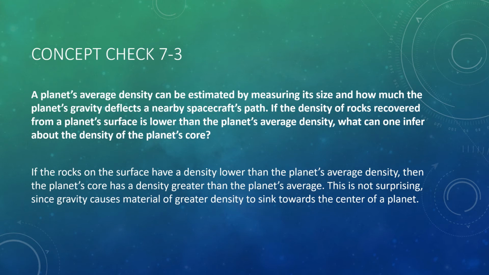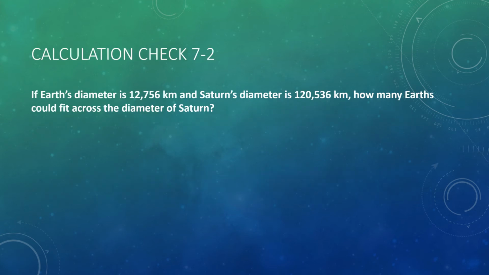All right, one more calculation here. This one might require a little bit of math. If Earth's diameter is 12,756 kilometers and Saturn's is 120,536 kilometers, how many Earths could we fit across the diameter of Saturn? So try to calculate that and pause your video to return when you're ready.